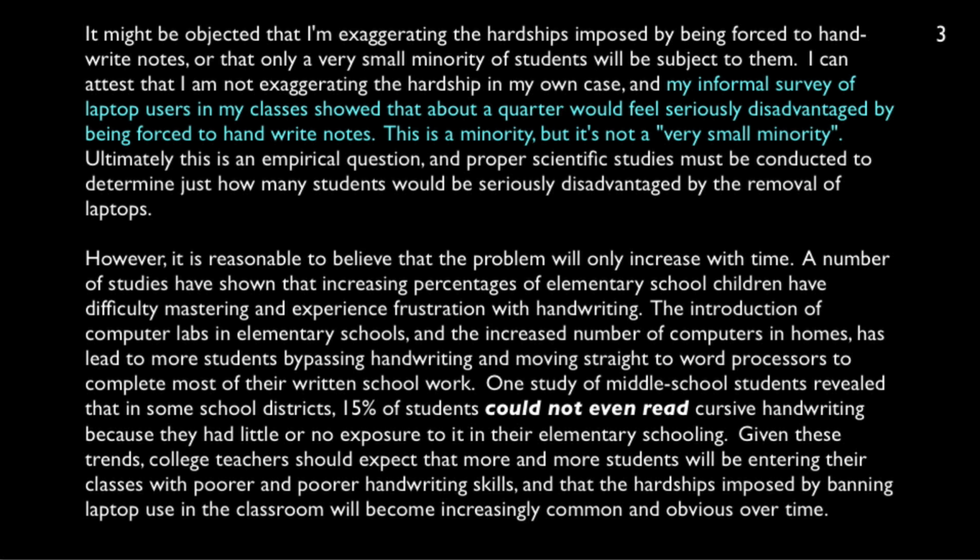Now, the next paragraph is meant to support this line of reasoning by arguing that, even if the numbers are small now, it's reasonable to think that the problem will only increase over time, as more and more students arrive in college with less and less experience with handwriting. Notice the conclusion. Given these trends, college teachers should expect that more and more students will be entering their classes with poorer and poorer handwriting skills. This conclusion is actually much easier to argue for, since the increasing difficulties that children are having with handwriting is easier to document. And the conclusion is simply that it's reasonable to expect that this problem will grow over time.